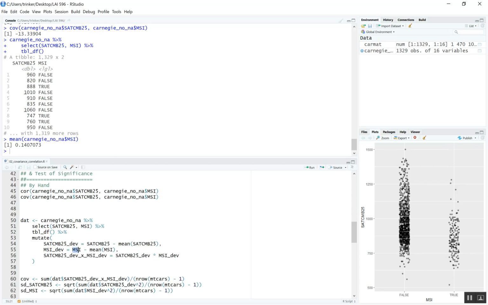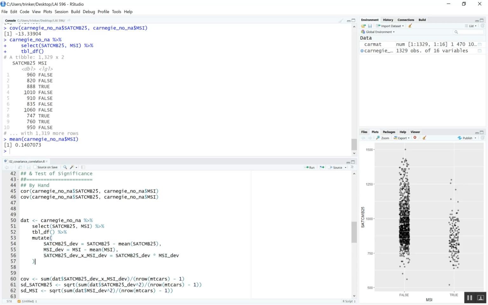So anyhow, we can take the MSI individual. That'll be 0 or 1 because it's logical, true or false. And we can minus the mean of 0.14 from it. So now we have two deviation scores, two vectors, and we're doing that inside of a mutate. And one more thing we're going to do, we're going to take the interaction in a sense between those two. So we're going to take the deviation for SAT and the deviation for MSI, and we're going to multiply them together in a new variable.